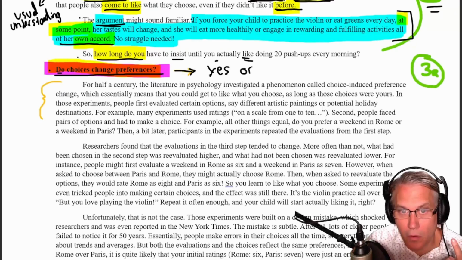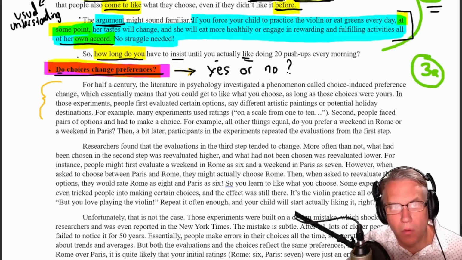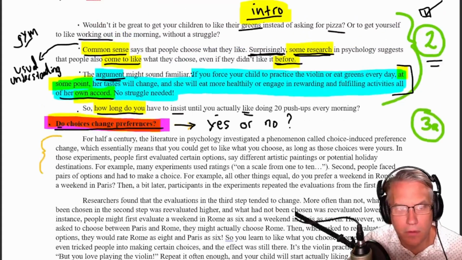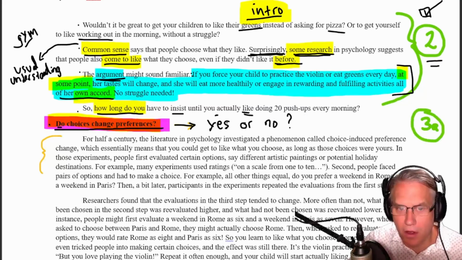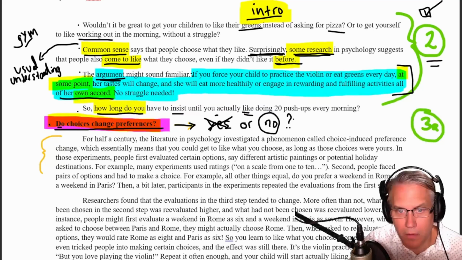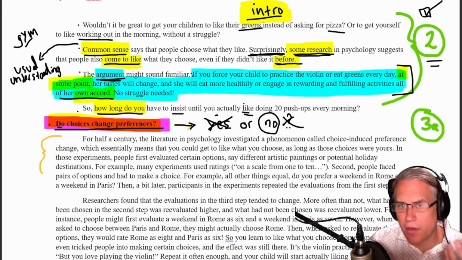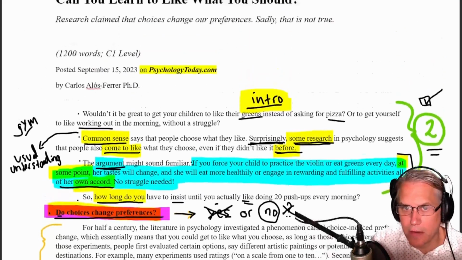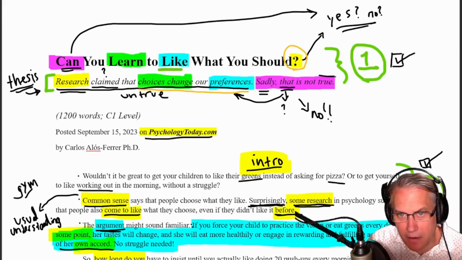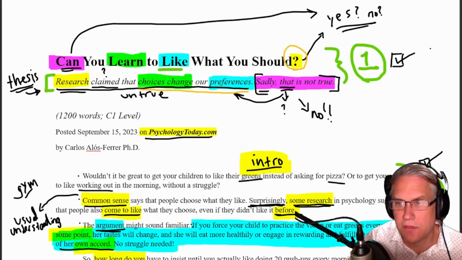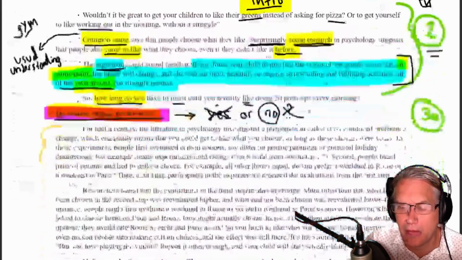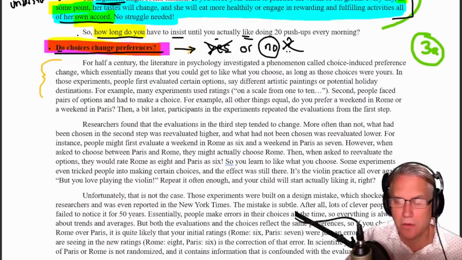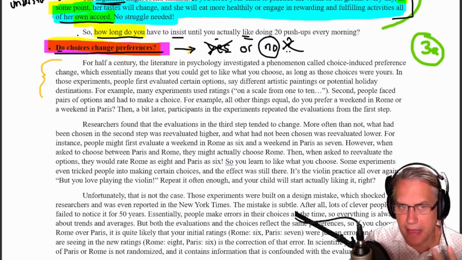Yes or no, right? Well, we know what the author is going to argue. Do choices change preferences? The author is obviously going to argue no, right? It's not a question. The author is going to argue. How do I know that? I know that because the author says it right here. Sadly, that is not true. So we have the answer to this question. What don't we have? Well, we don't have the reasons. We don't know why the author is saying that.